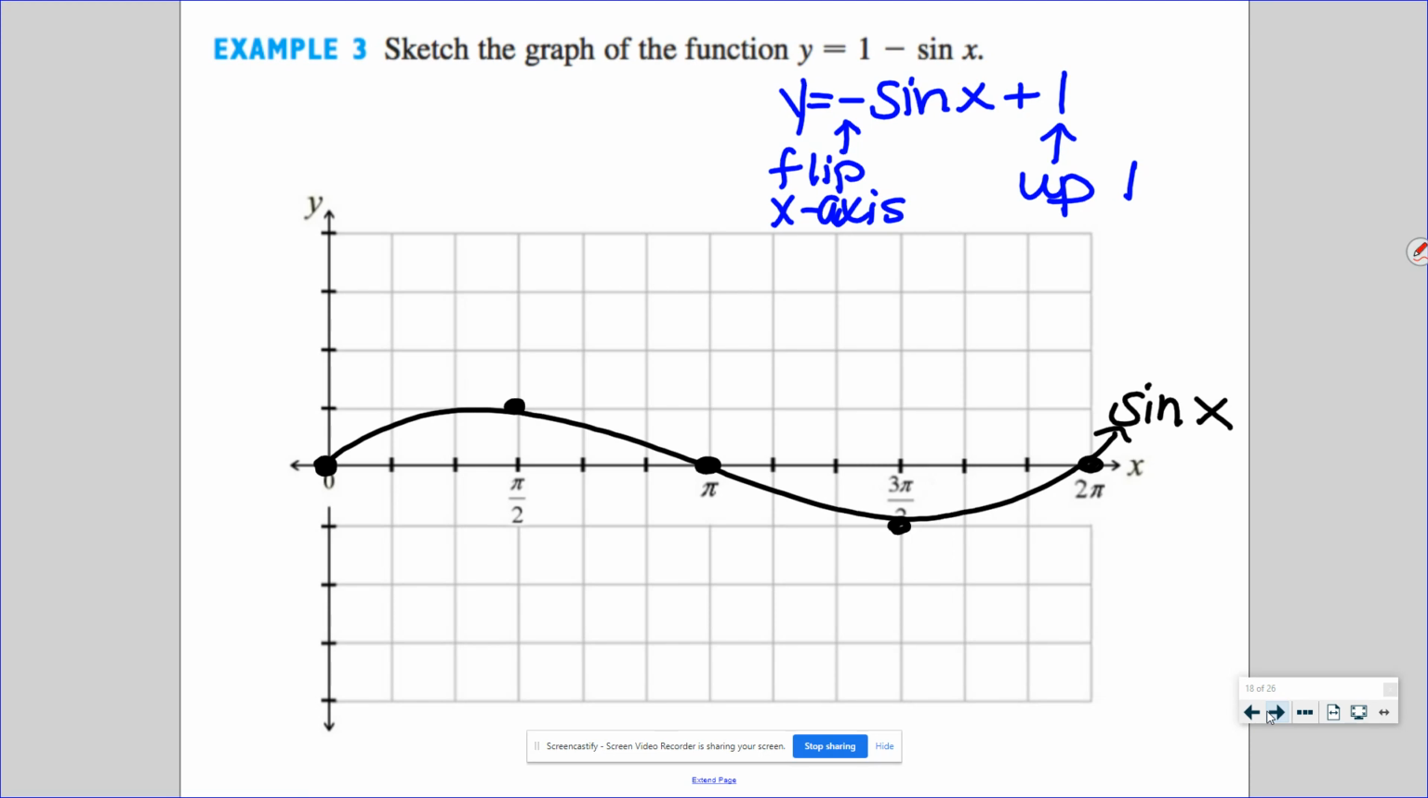So I would do this 1 point at a time. Starting here, you can't reflect this origin value, but you can move it up 1. At pi by 2, I'm going to reflect it to take it to here, and then move it up 1. This pi point won't reflect, but you can move it up 1. 3 pi by 2, I'm going to reflect it to here, and then move it up 1. And then the last point can't reflect, but it can go up 1. So we've got a wave that has been transformed. So this is your 1 minus sine.